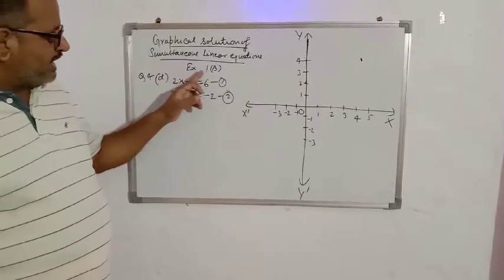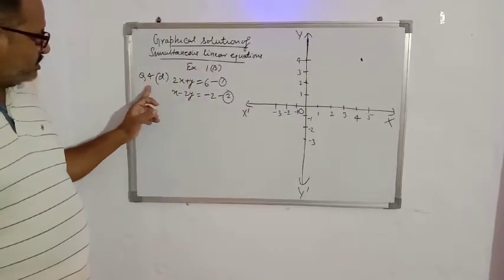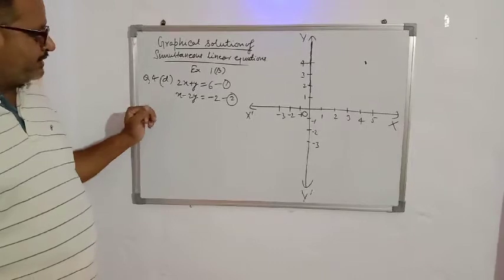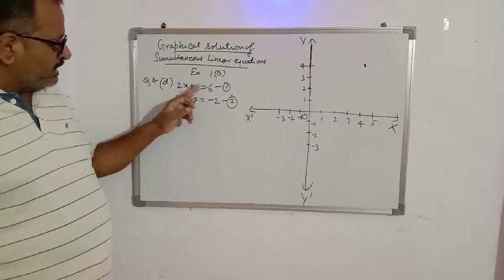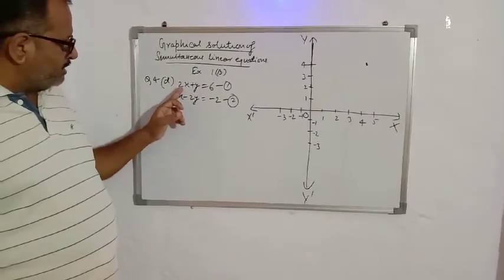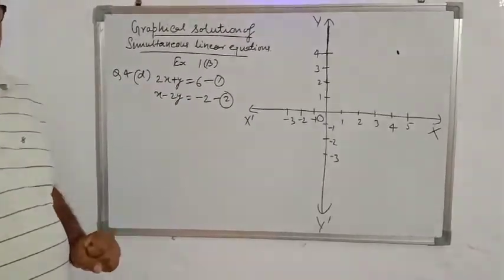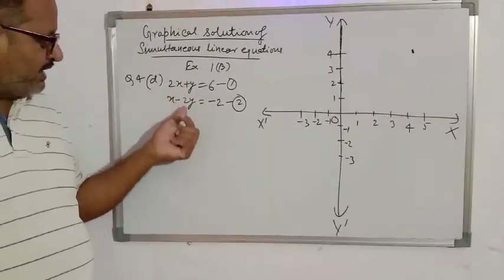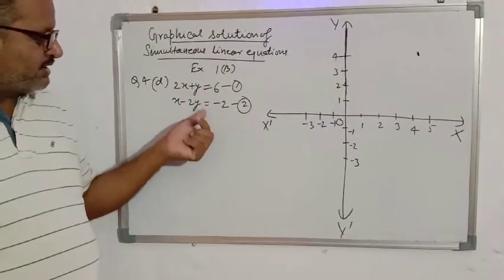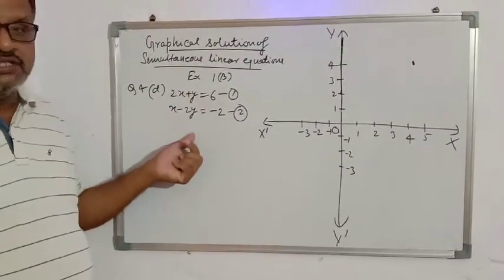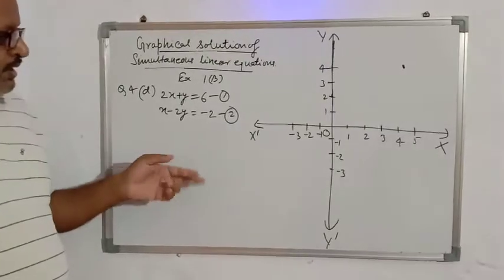From exercise 1B, I have taken question number 4, part D. There are two equations in two variables: 2x plus y is equal to 6, and x minus 2y is equal to minus 2. How will we find the values of x and y? How can we solve the first and second equations to find x and y graphically?